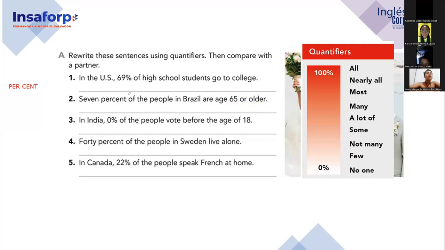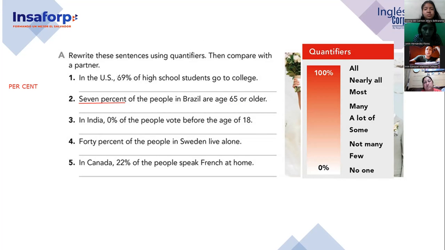Interesting. What do you think about El Salvador? ¿Qué porcentaje nos representaría a nosotros? Of people are age 65 or older. ¿Cuál sería nuestro porcentaje? ¿Qué piensan de nuestra población? Many. Okay, probably many. Okay, no sabemos qué cantidad. So many people are age 65 or older.